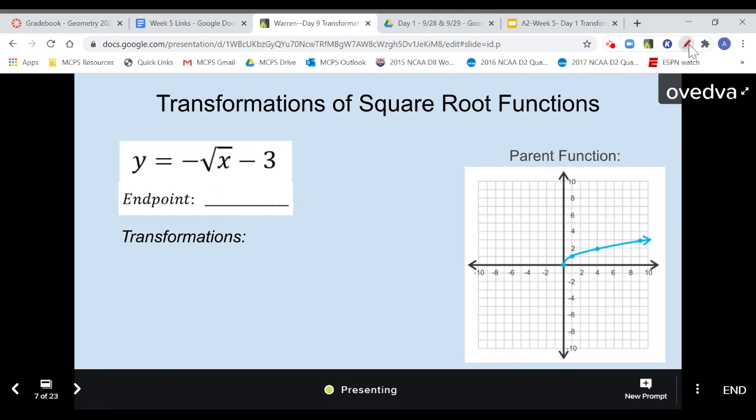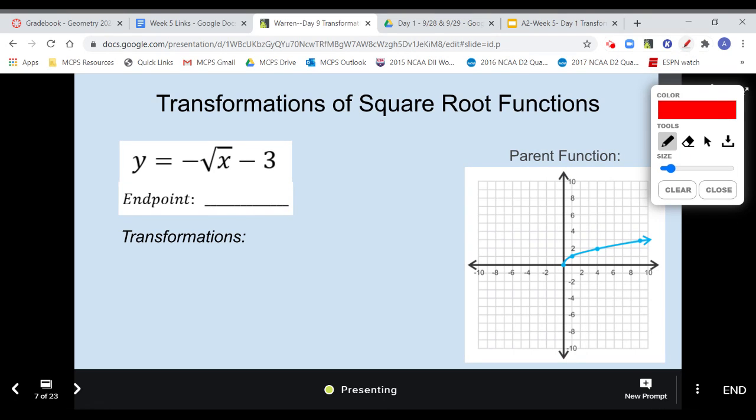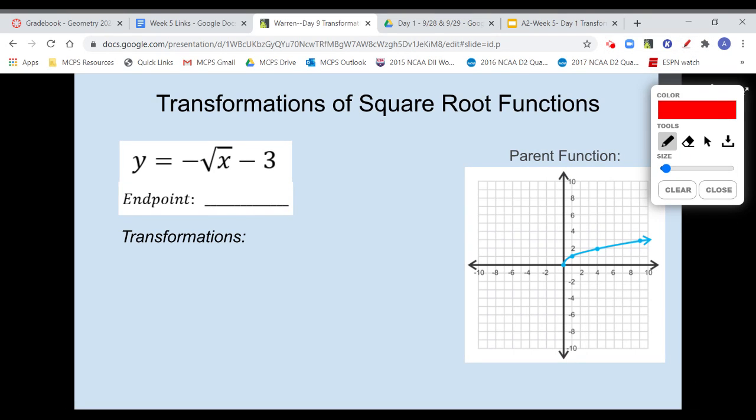Okay, now we're going to do this again with a slightly simpler function. There's only 2 transformations here. There's a negative outside my square root, and there's a subtraction after the end of my square root. When I find my endpoint here, you notice there's no number added or subtracted inside the square root symbol. So I'm not moving right or left at all. I just have 0 for that x value, and then I'm going to write -3 for that y value.